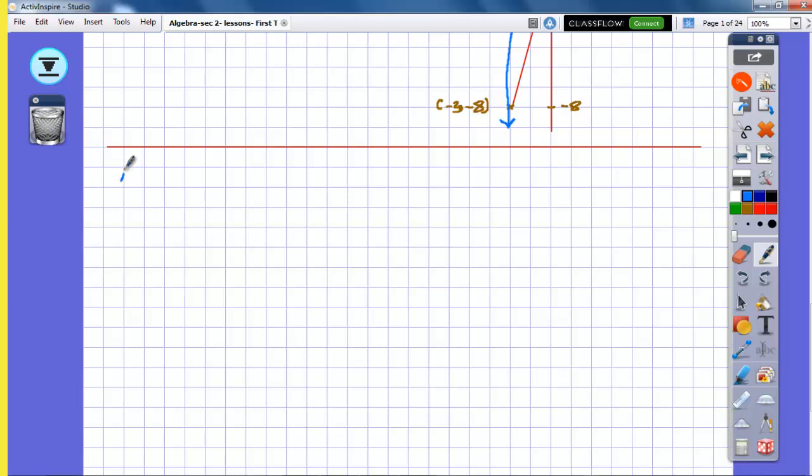We have the function f of x equals root x plus 3. First, we must determine the domain.